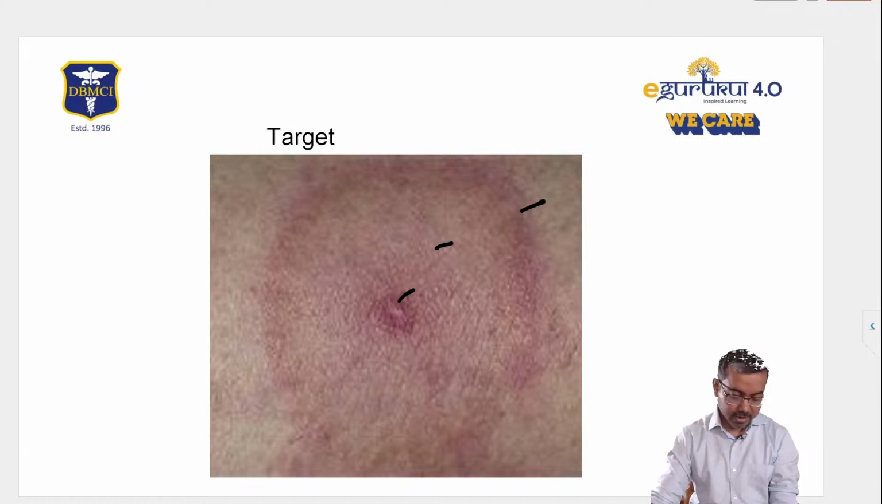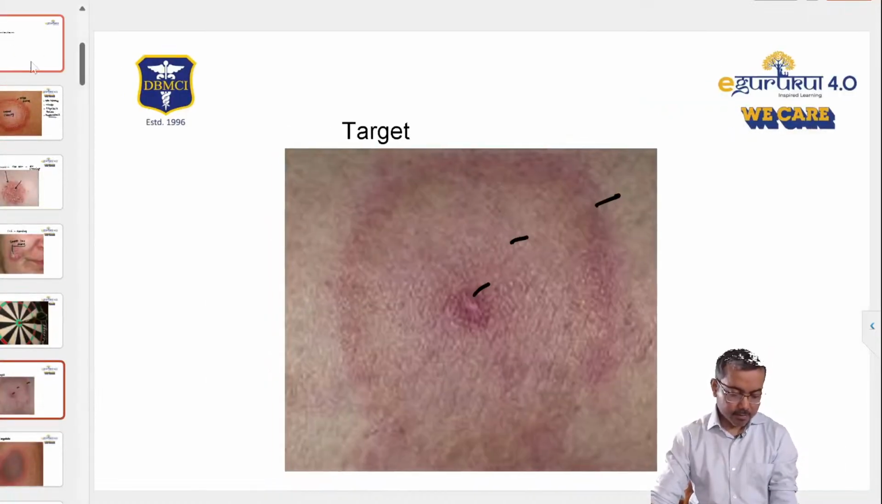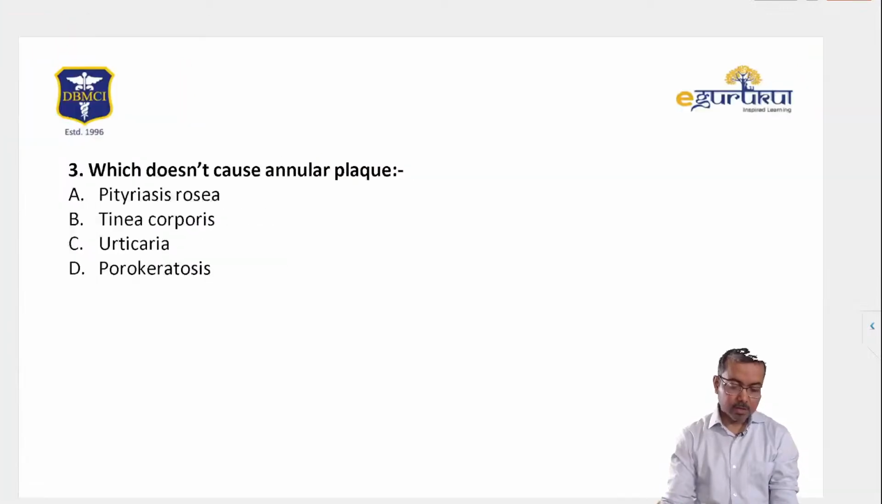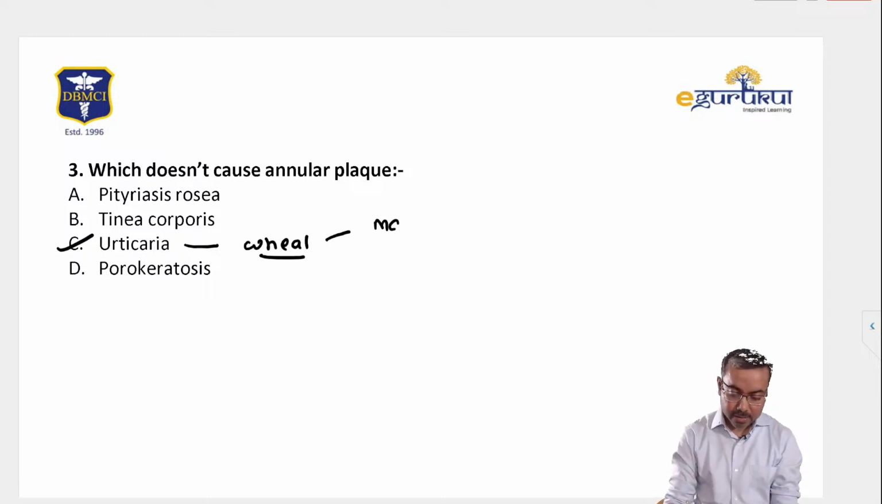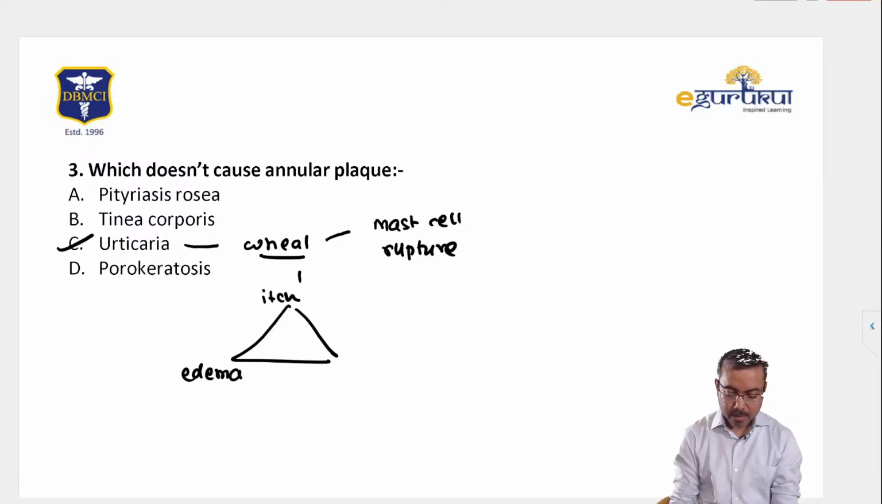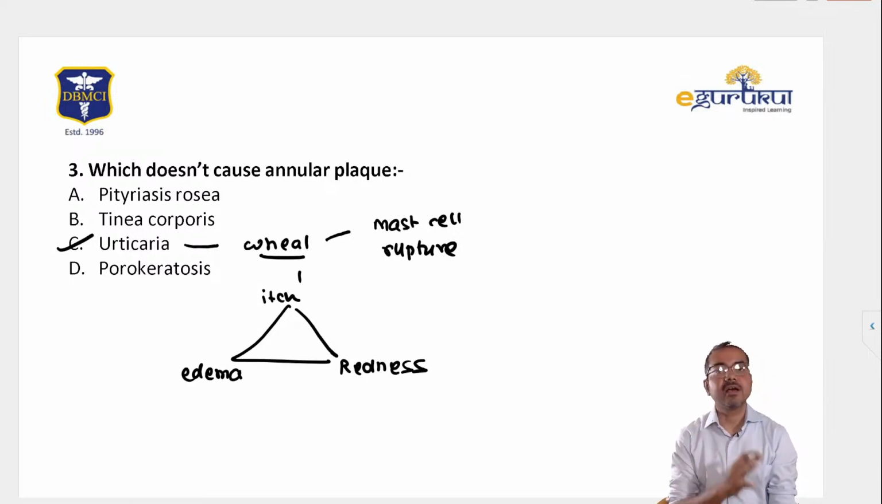If I then go back to the question now, which doesn't cause annular lesion, the answer would be the third one. This creates what is called a wheal. Wheal is a sign of mast cell rupture, and wheal is a triad of three things: itch, edema, and redness on the skin, and it's because of histamine and leukotriene coming out of your skin.